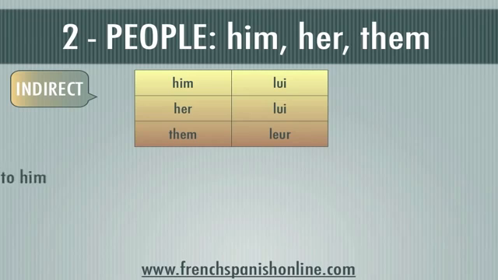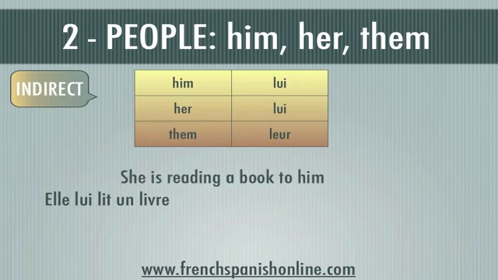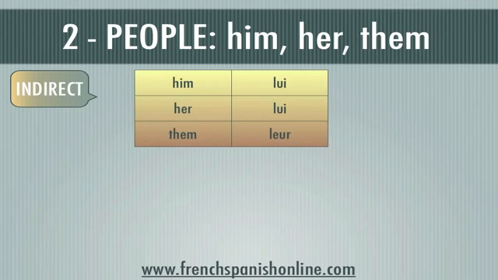And another example, she is reading a book to him. Elle lui lit un livre. The difficulty in this lesson is that some words in English are indirect but not in French. So you need to know the verbs.